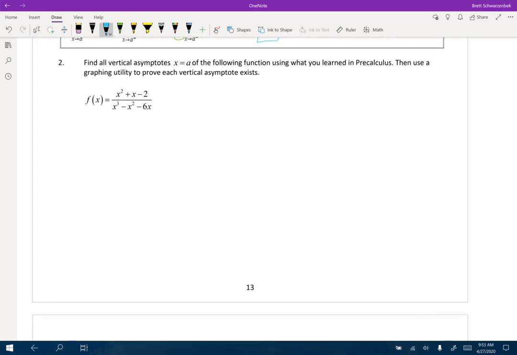Number 2. Find all the vertical asymptotes x equals a of the following function using what you learned in pre-calculus. Then use a graphing utility to prove each vertical asymptote exists. Okay, so we actually are going to be doing a little bit of technology, because we're going to be using Desmos, which is a website on the internet, in order to do that, because I want to give you an option for printing out graphs and such. So we'll do that in a second, towards the end of the problem. But we first have to return to wonderful pre-calculus and talk about how we find the vertical asymptotes of this problem.